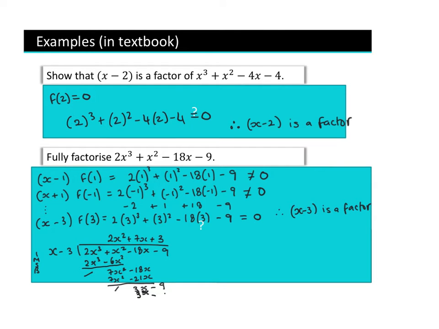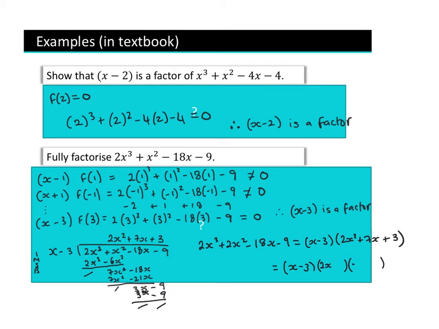3 multiplied by minus 3 is minus 9. We can see here we get a remainder of 0. So now we know that 2x cubed plus 2x squared minus 18x minus 9 can be rewritten as x minus 3 bracket 2x squared plus 7x plus 3. But the question says to fully factorize, so we haven't quite fully factorized yet because we can factorize this quadratic here. So this is going to equal x minus 3 bracket.